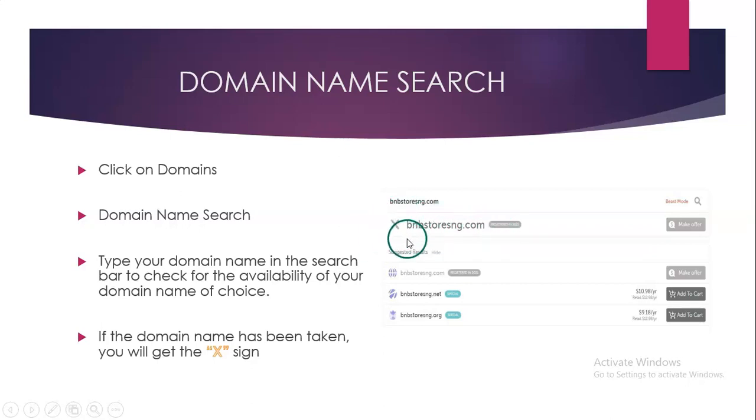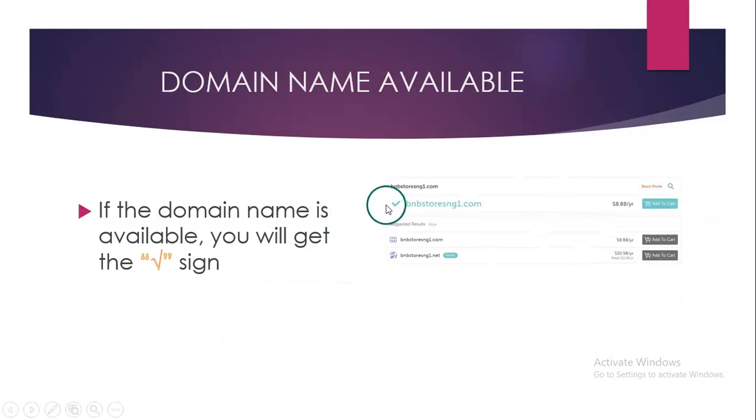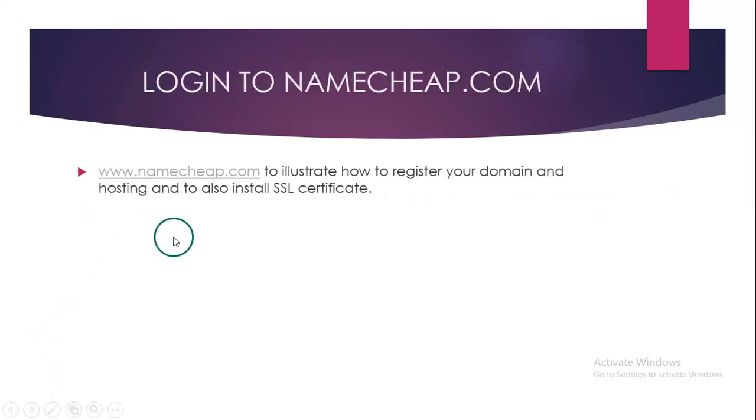So this is a domain name and it has been taken already, so you can't take it anymore. If it has been taken, you will see this cross sign. But if it's available, this is what you will see: the mark sign, which shows it's available. When it's available, the next thing you do is to add to cart. But I'm going to show you that now. So we want to illustrate what we just said.